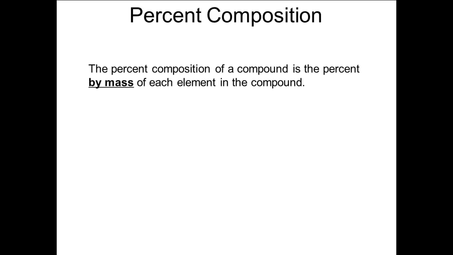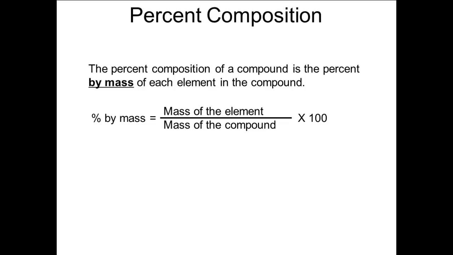Percent composition. The percent composition of a compound is the percent by mass of each element in the compound. The mass percent of an element in a compound can be determined by taking the mass of the element and dividing by the mass of the compound and multiplying by 100 to convert to percent. We can do this if we know the actual mass of the compound and the mass of the element.